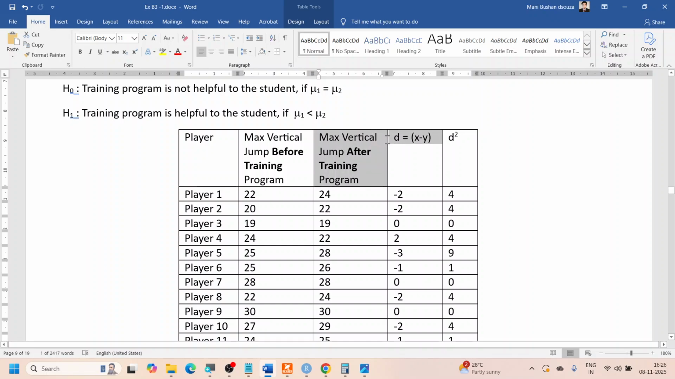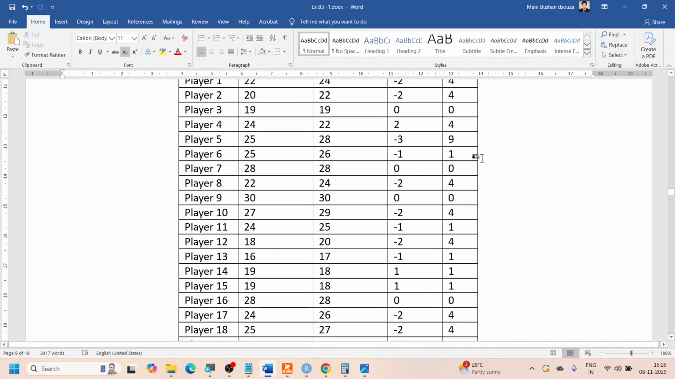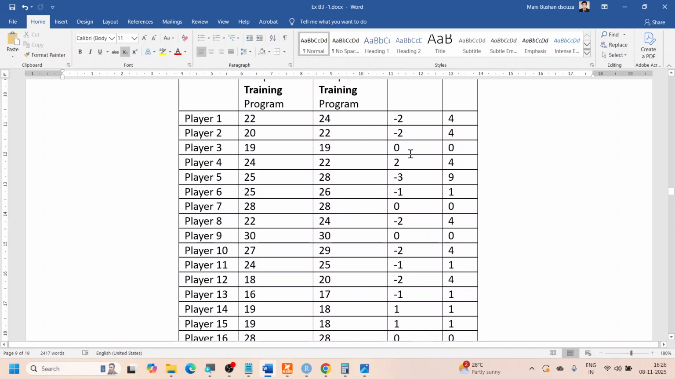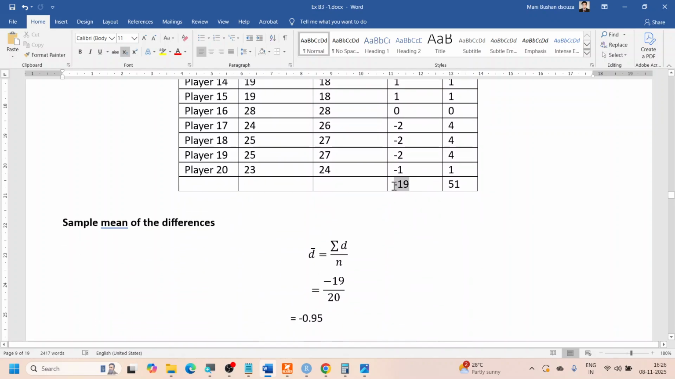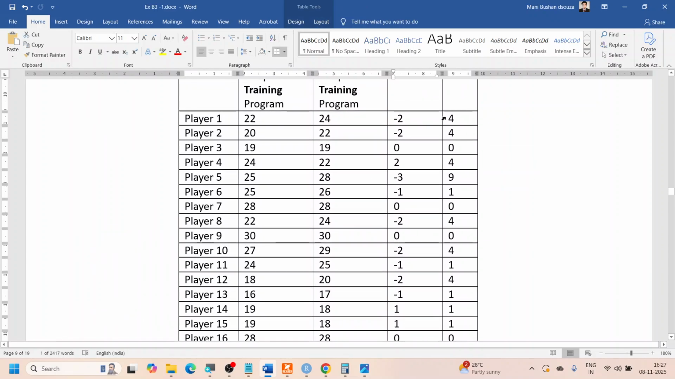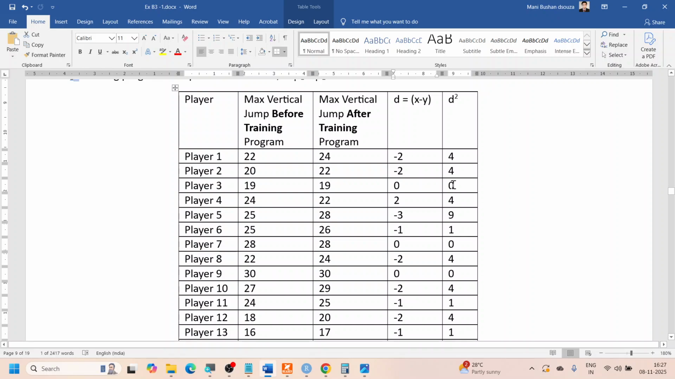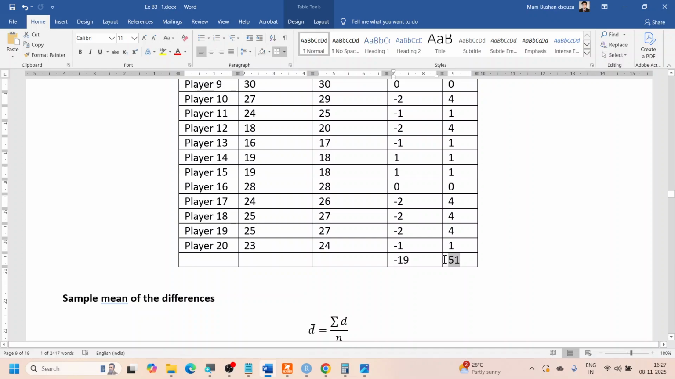So you first find the difference between this part and the other part. You find the difference, that is d, and then find the d square. After that, you sum all these values, minus 2 plus minus 2 plus 0 plus 2 plus minus 3, and so on. You find their sum. You're going to get the sum as minus 19. Similarly, find the sum of the squares, that is 4 plus 4 plus 0 plus 4 plus 9 plus, and so on. You're going to get the value 51.